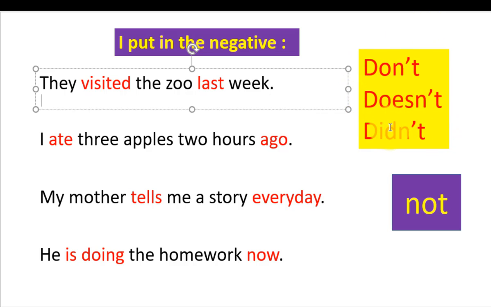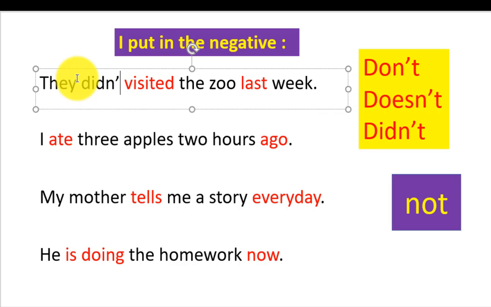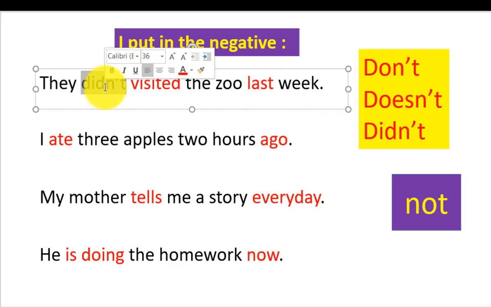Where is the past form in these three words? Don't, doesn't, didn't. All of them are in the negative. But we need the past form. Why? Because here we have the past form of the verb. So we don't need don't, we don't need doesn't, we need didn't. And we will write didn't here. It's in the negative. I will write didn't for you. Didn't. Okay? I will put it in color.